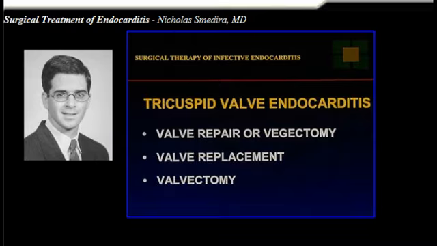Now, in the setting of intravenous drug use, you could argue that the return to drug abuse is going to be relatively high, and that any valve replacement that you use is just going to get infected. And it may be a reasonable argument to perform a valvectomy, assuming the pulmonary pressures are relatively normal. But high pulmonary pressures in a valvectomy will be poorly tolerated. And our approach would be to try and perform some type of valve repair, even if it's not perfect. 2+ is tolerated much better than wide open tricuspid insufficiency.